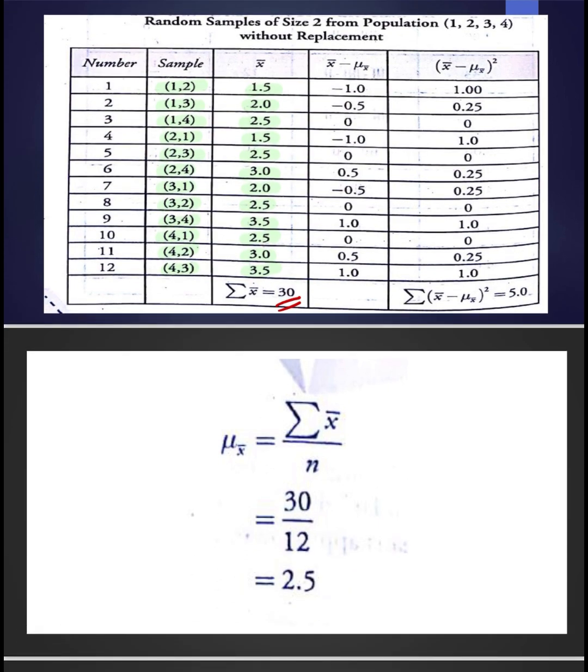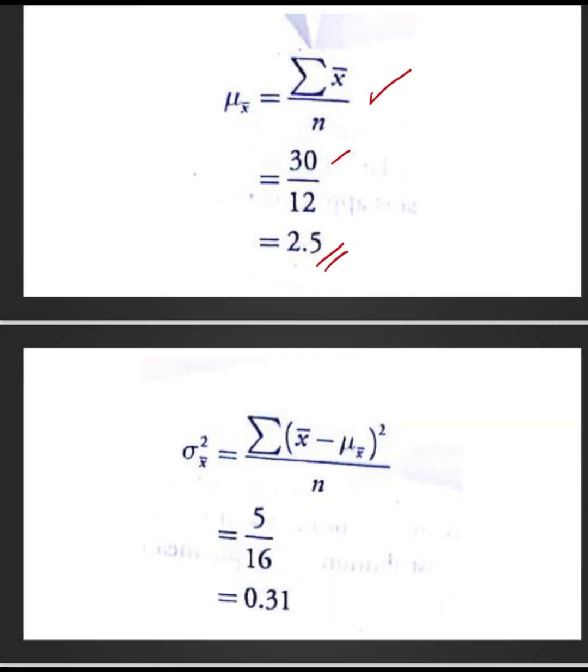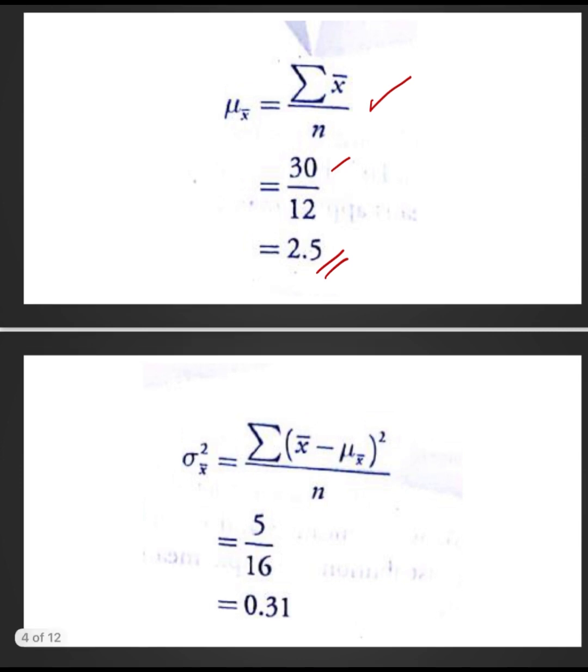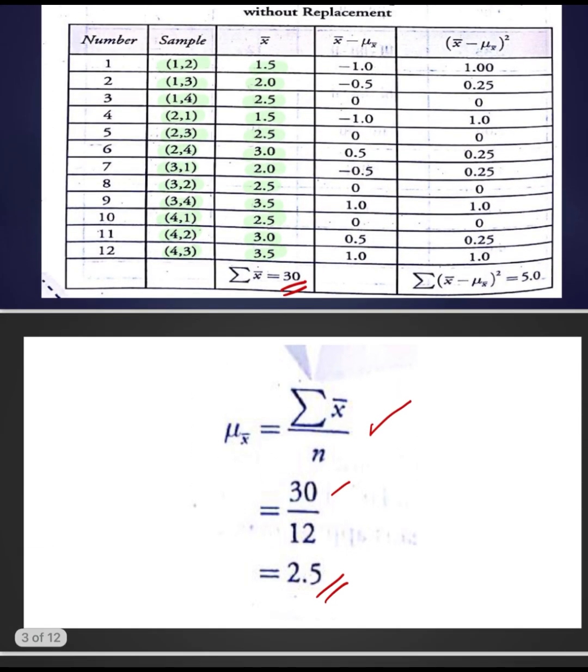Using the formula, mu sub x bar is equal to the summation of the sample means over n. So what is the summation of the sample means? 30. So let's replace it by 30 divided by the number of observations, which is 12. And therefore, 30 divided by 12 is 2.5. So, as you notice, the mean of this sampling distribution is 2.5, same as the mean when the sample is drawn with replacement. To calculate the variance of the sampling distribution of means, let's continue working on our table.